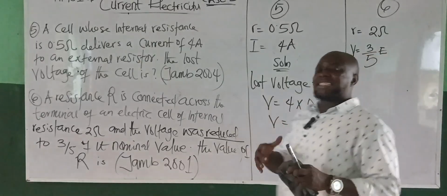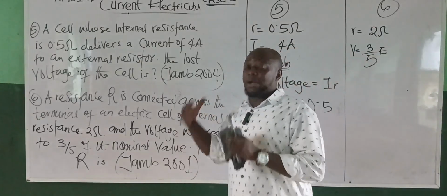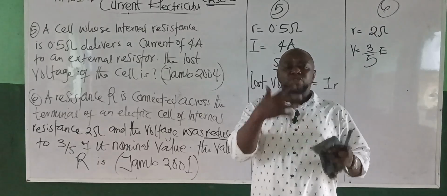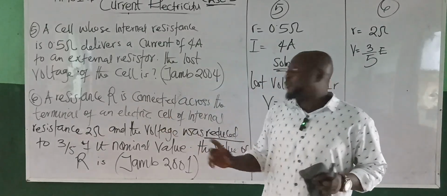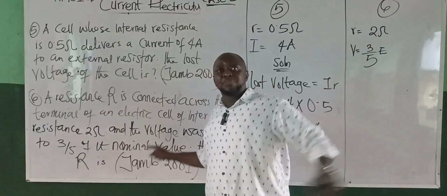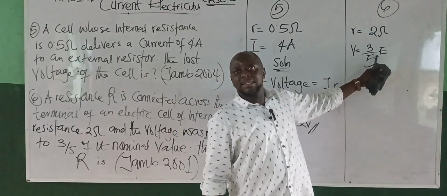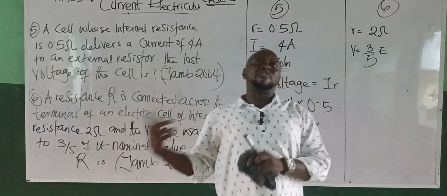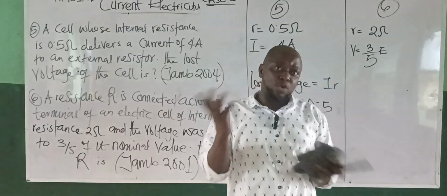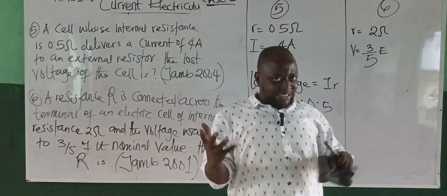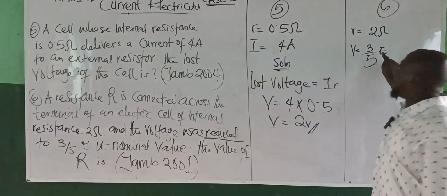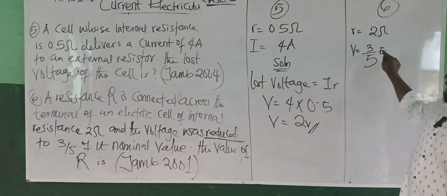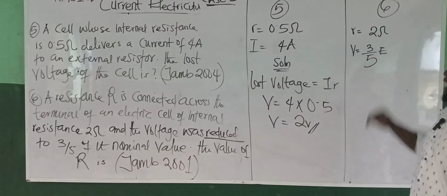E is the electromotive force of this cell. So the moment this is reduced, it means you are reducing the value of the electromotive force, so you must add E to it. That's what we are saying. If it is reduced or increased, you must add E to that thing. So this is what we have.